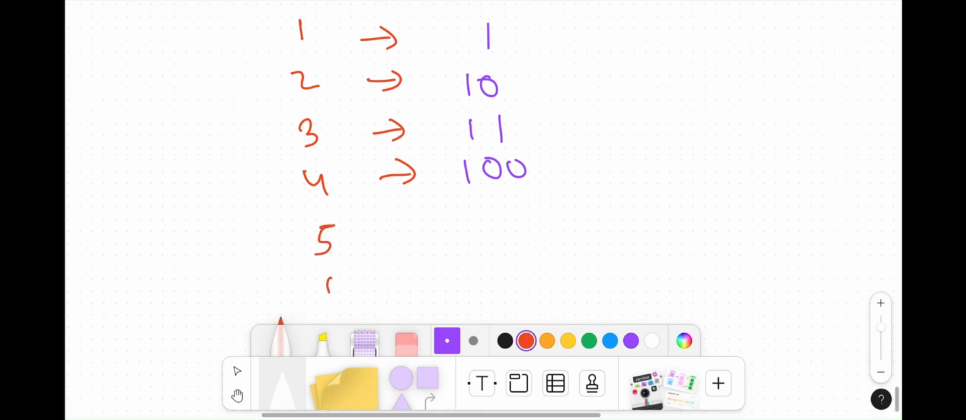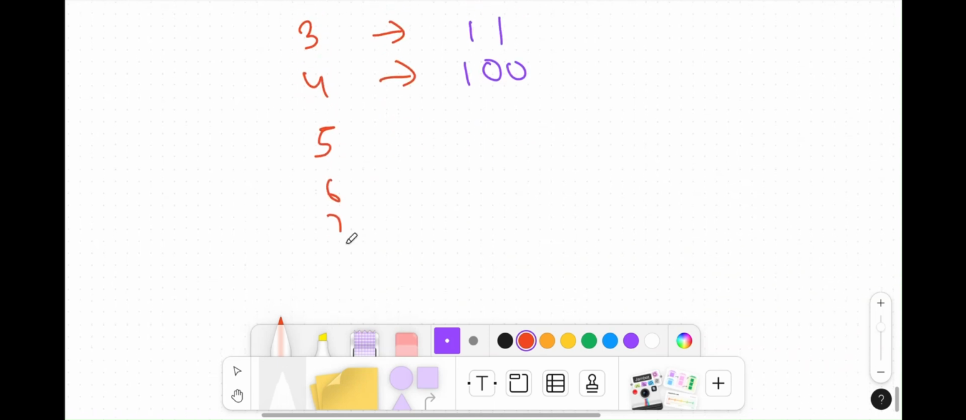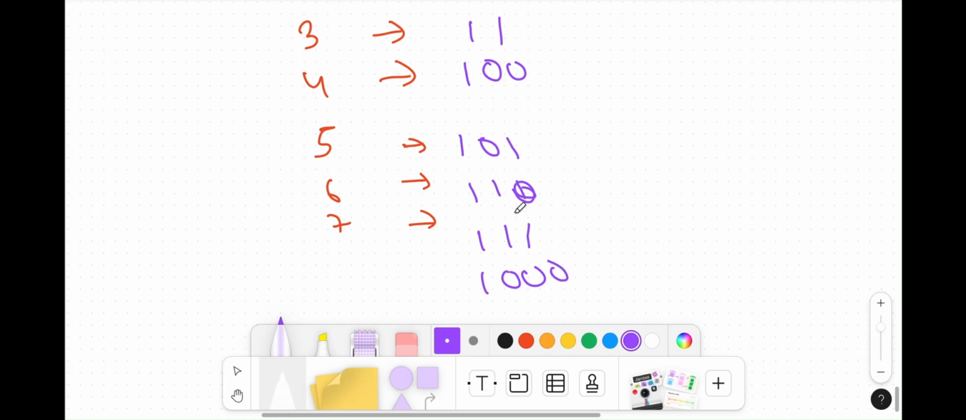5, 6, and 7. So 5 is going to be 101. 6 is going to be 110, sorry. And 7 is going to be 111. Right? Next up, 8 we write like 1000, and the same pattern will go on. This is how we write numbers.